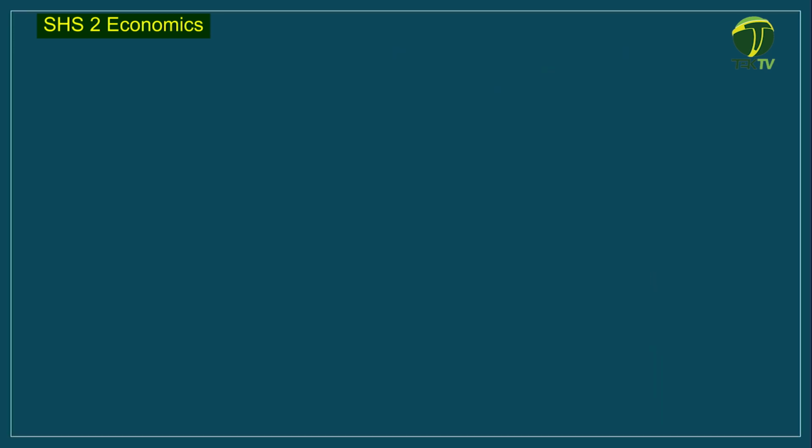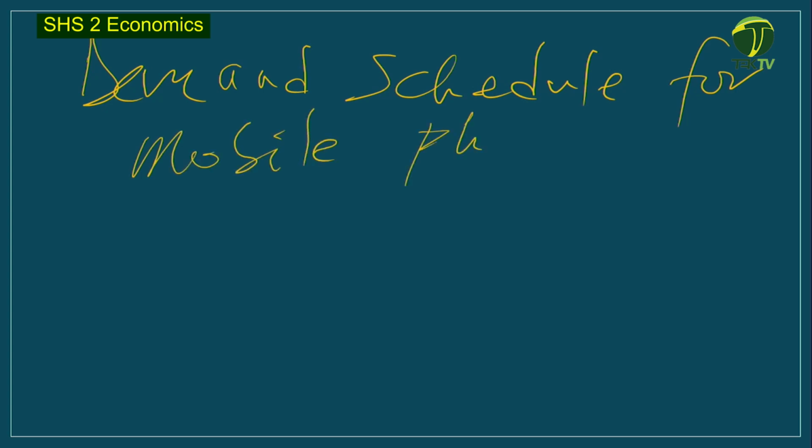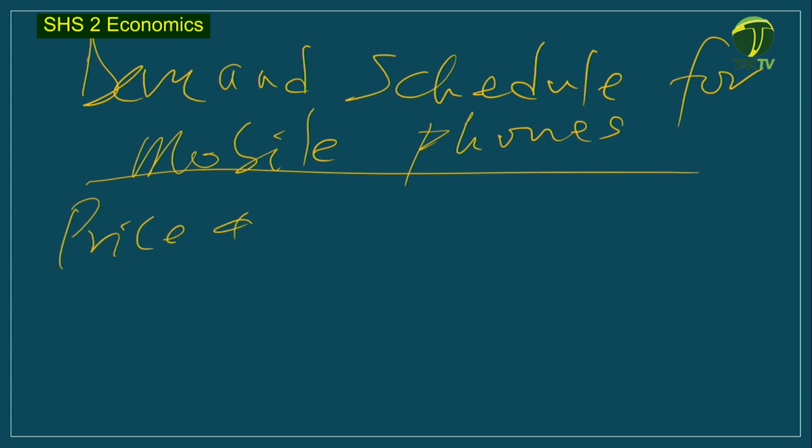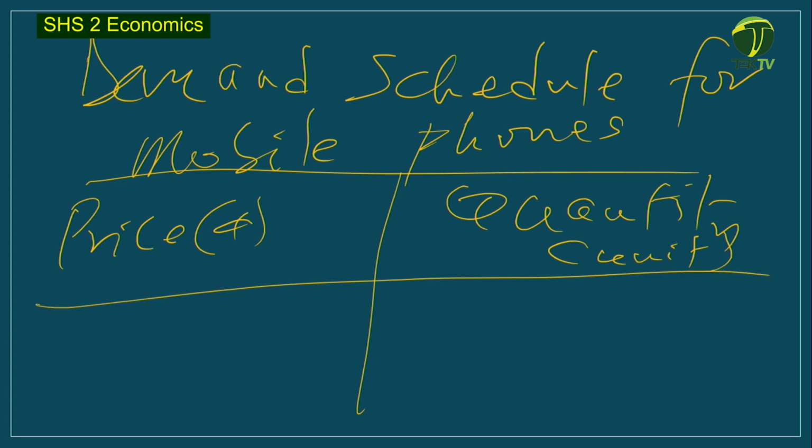Like I said, we have the title, demand schedule for mobile phones. You write it nicely, underline it. Then you have two columns, your price column, let's say it is in cedis. Then you have your quantity column. And some questions may give you a specific unit of measurement, kilograms, grams, and so on and so forth.